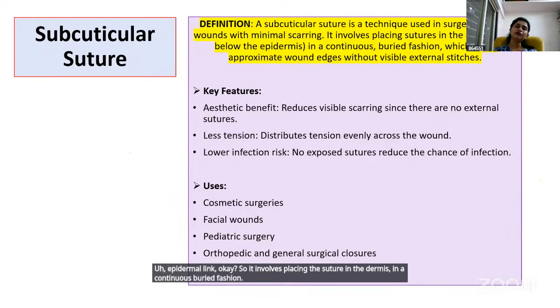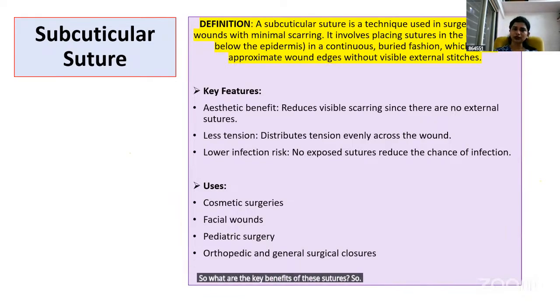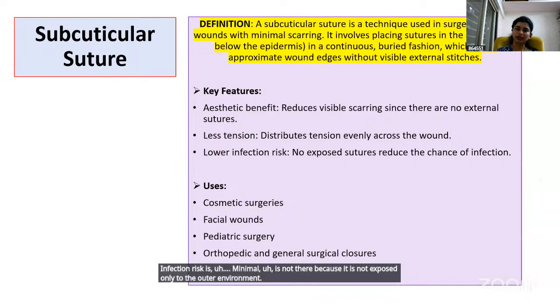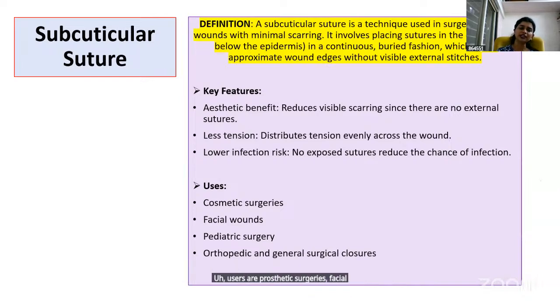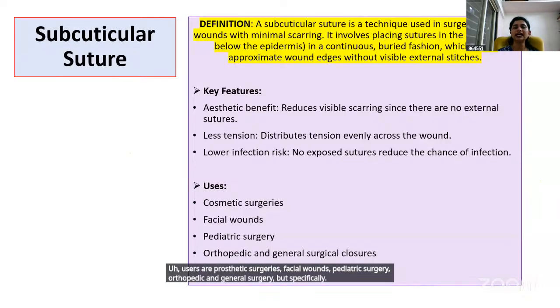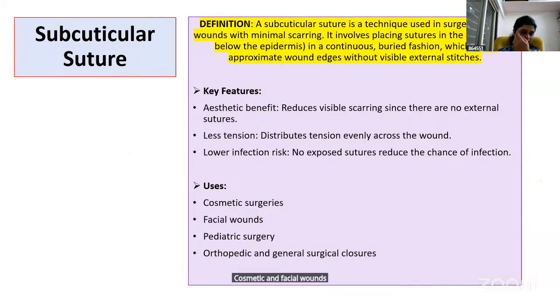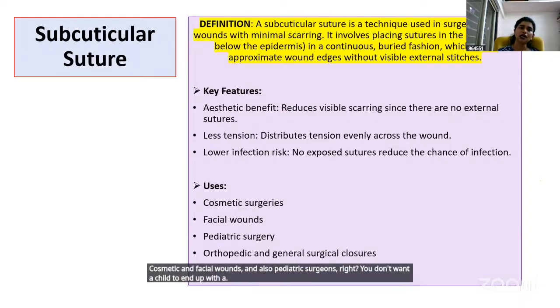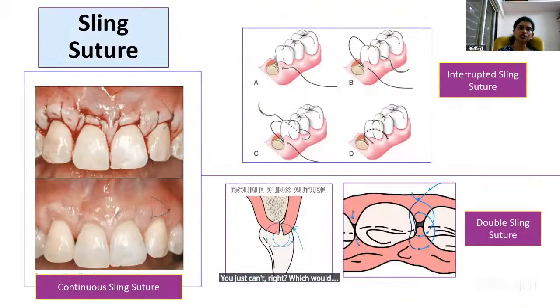So what are the key benefits of these sutures? Aesthetic benefit, right? The tension is going to be less over the sutures. The infection risk is minimal because it is not exposed to the outer environment. Uses are cosmetic surgeries, facial wounds, pediatric surgery, orthopedic and general surgery, but specifically cosmetic and facial wounds, and also pediatric surgeries, right? You don't want a child to end up with a huge scar, which would last a lifetime for the child.